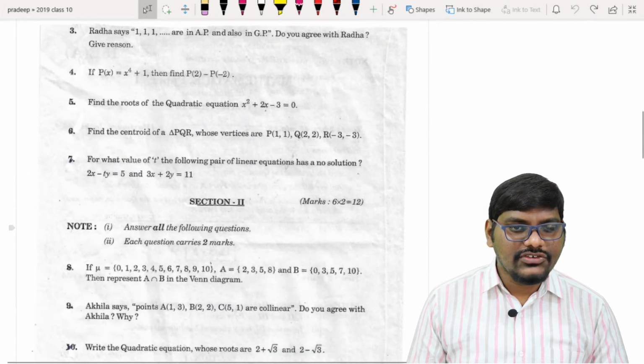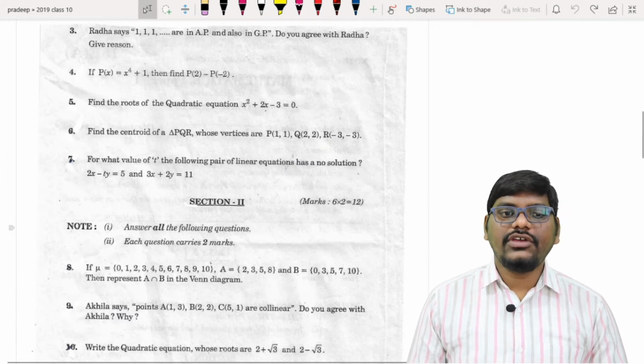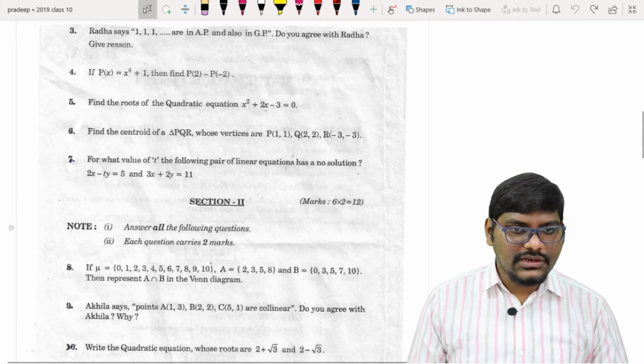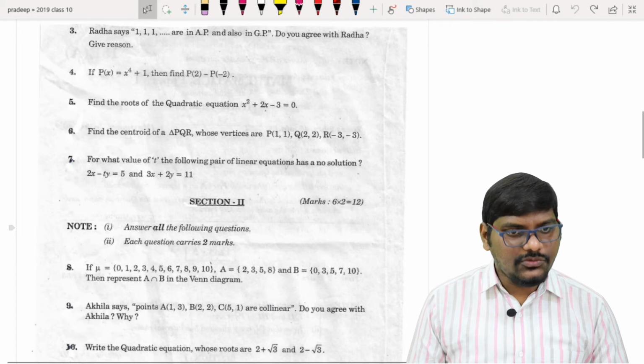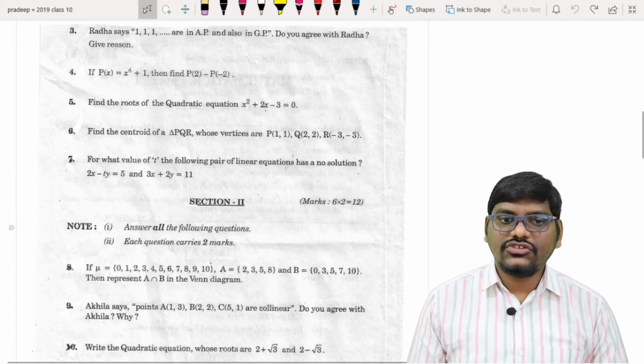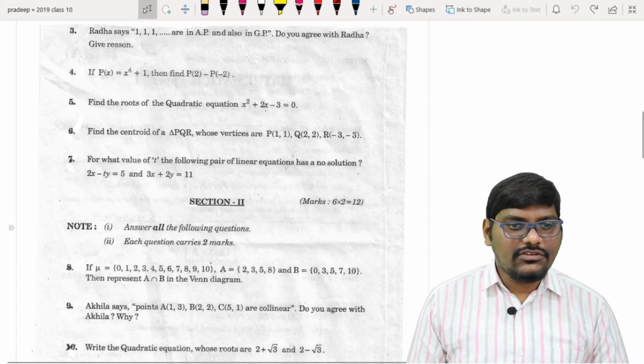Right, let's see the third question. Radha says 1, 1, 1 are in AP and also in GP. Do you agree with Radha? Give reason. Fourth question is, if p(x) = x^4 + 1, then find p(2) - p(-2). Fifth question, find the roots of the quadratic equation x^2 + 2x - 3 = 0.